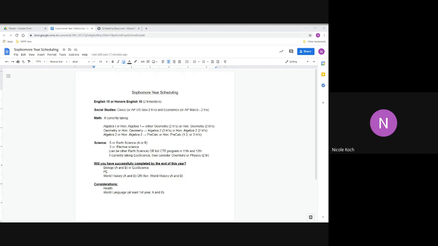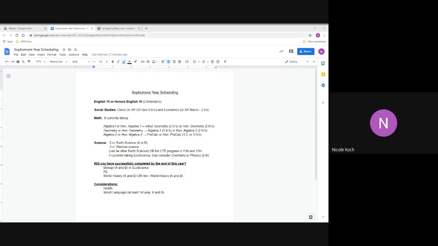And then world language. Where are you at with your world language? Maybe you took it as an 8th grader and you took it as a 9th grader, then you have 2 years in. That is your requirement for graduation. And you don't have to continue taking a language after the 2 years. You only have to do the 2 years.